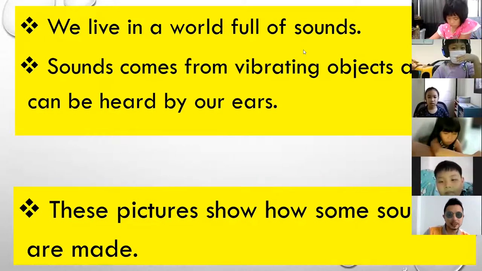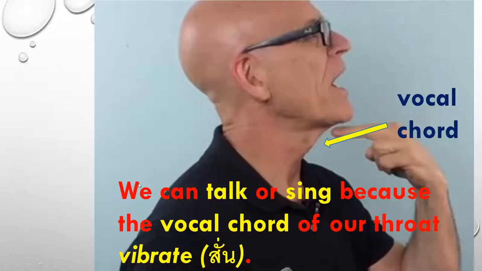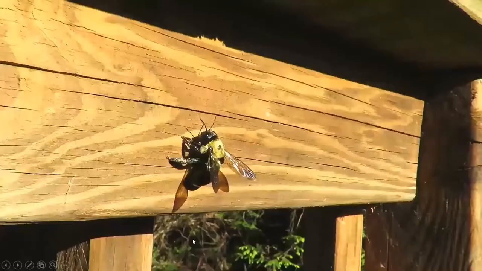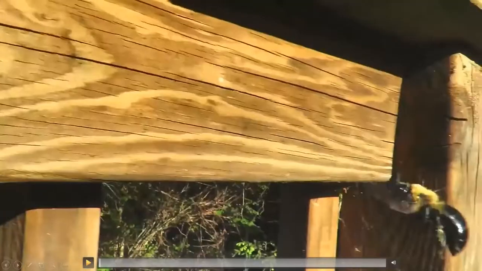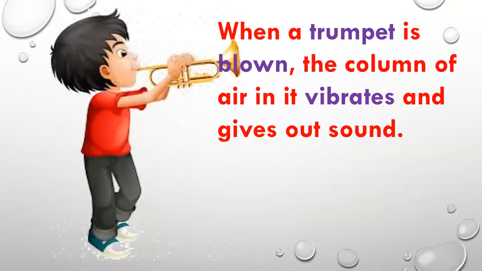So according here, we live in a world full of sounds. Sounds come from vibrating objects that can be heard by our ears. This picture shows how some sounds are made. When a bee flies, its wings vibrate and give out a buzzing sound. So that means the bee produces a natural sound. It's not coming from a machine. When a drum is being hit, the tight drum skin on it vibrates. When a trumpet is blown, the column of air in it vibrates and gives out sound.